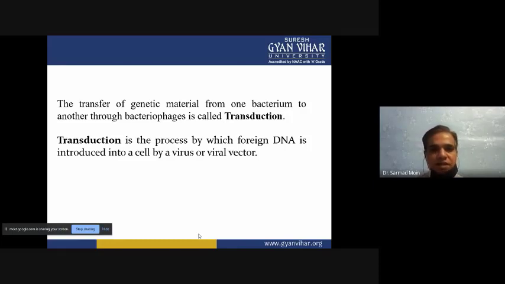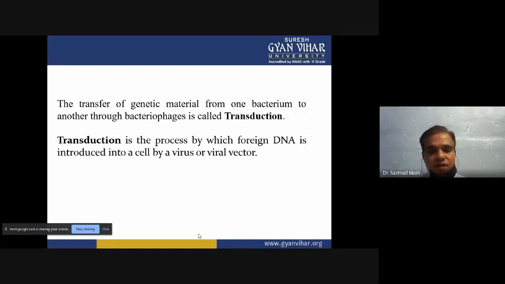So specifically they infect bacteria, and that's why we call them bacteriophages. Many types of bacteriophages are there, which infect particular types of bacteria, and each has its own host. Different bacteriophages will infect and carry out this transduction.